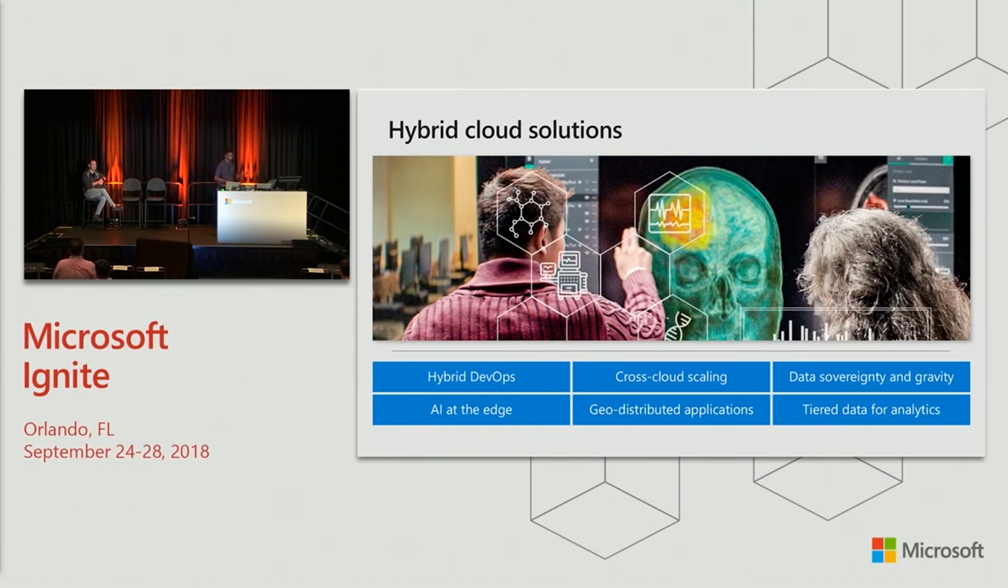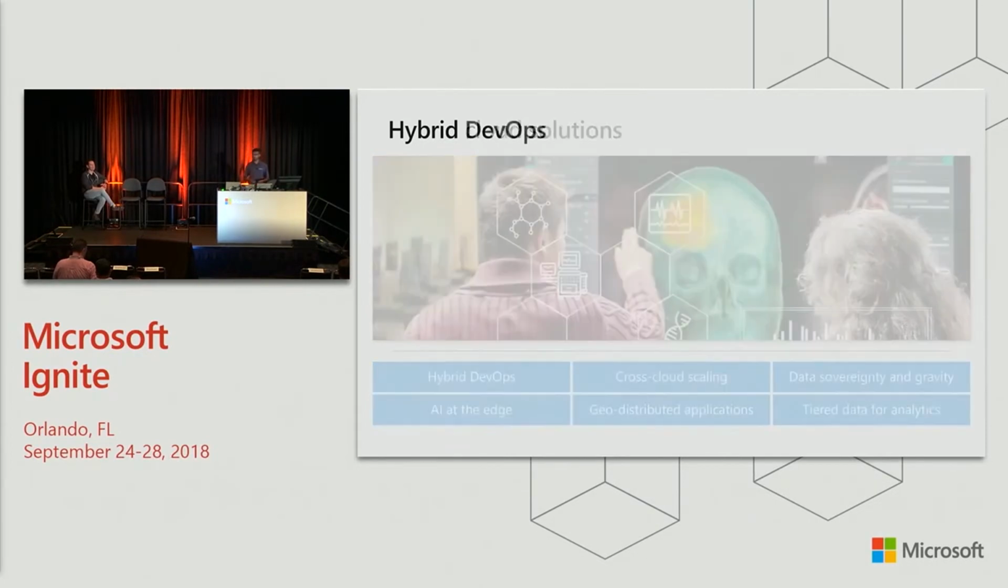And so we've got first hybrid DevOps, cross-cloud scaling, data sovereignty, tiered data, geo-distributed applications, and AI at the edge. That's that cool machine learning guidance that Ricardo was telling you about that was just published. First, let's talk about hybrid DevOps.